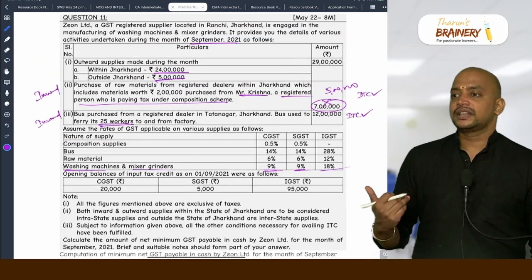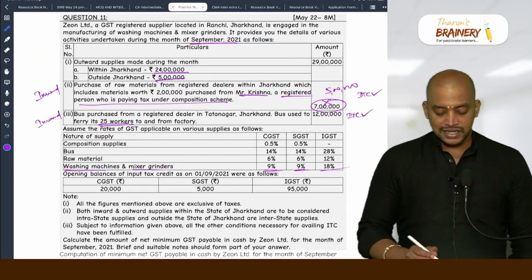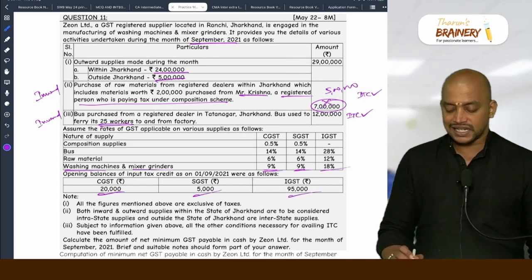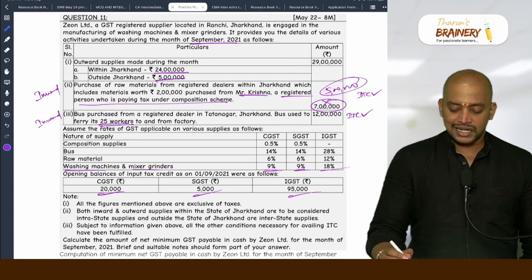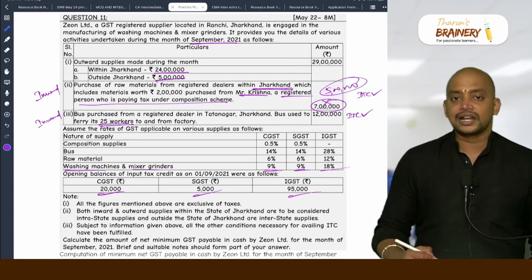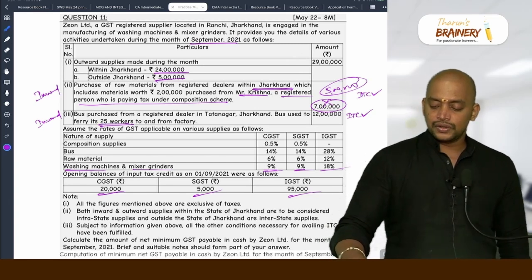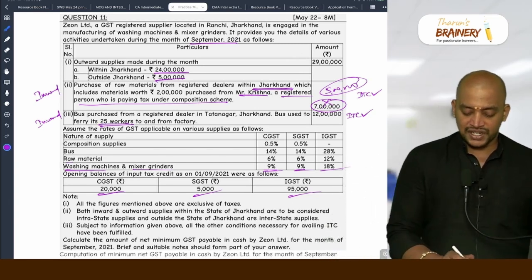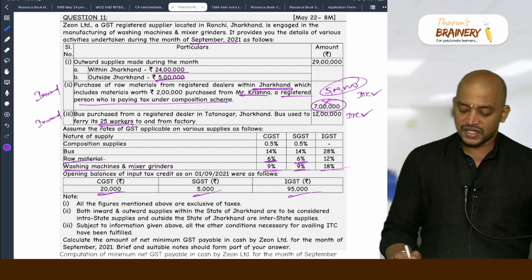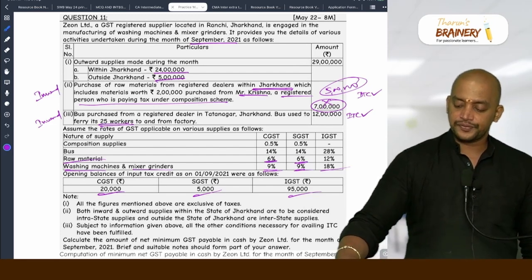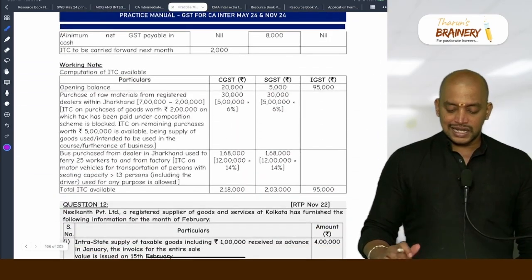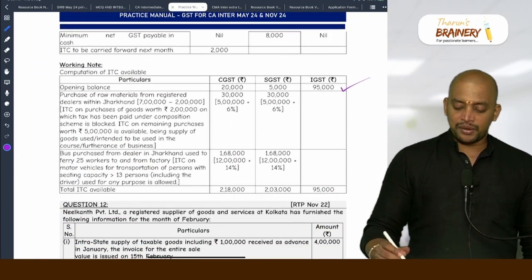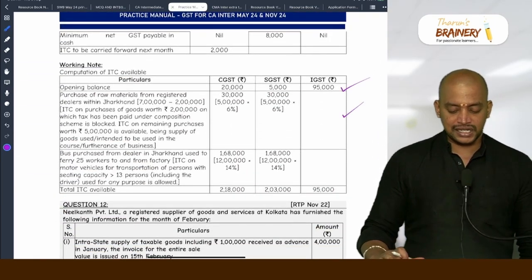So the third statement, that is ITC. Opening balance, CGST 20, SGST 5 and IGST 95. Then in this case only 5 lakhs can be taken. Is it within the state or outside the state? Within the state, within Jharkhand. So 5 lakhs into, for raw material, what is the rate of GST? 6%, 6%. So into 6%, 30,000. So 30,000 CGST and 30,000 SGST.